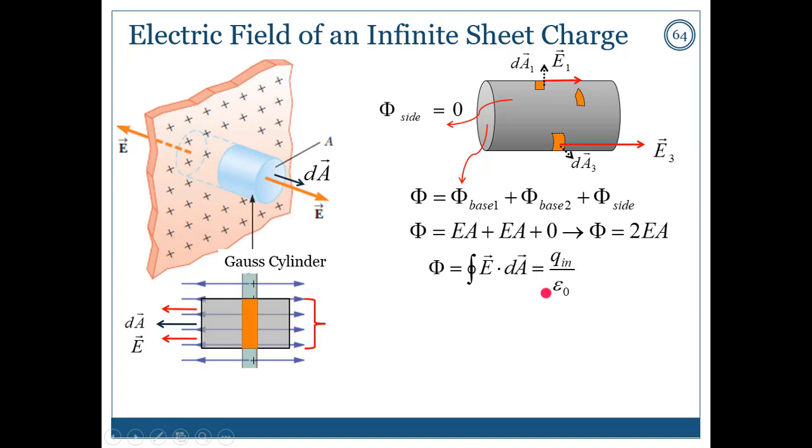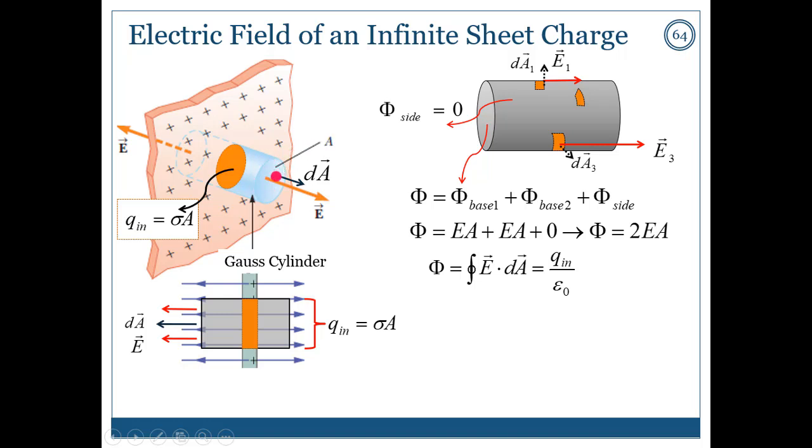Total flux equals Q in over epsilon 0. So let's get to calculation of Q in. Charge inside my Gaussian cylinder is this orange region that I highlighted. Let me also highlight it here. It's this orange region that the cylinder cuts through. And the cylinder cuts through a region that is like a circle, the same area as the base of the cylinder.